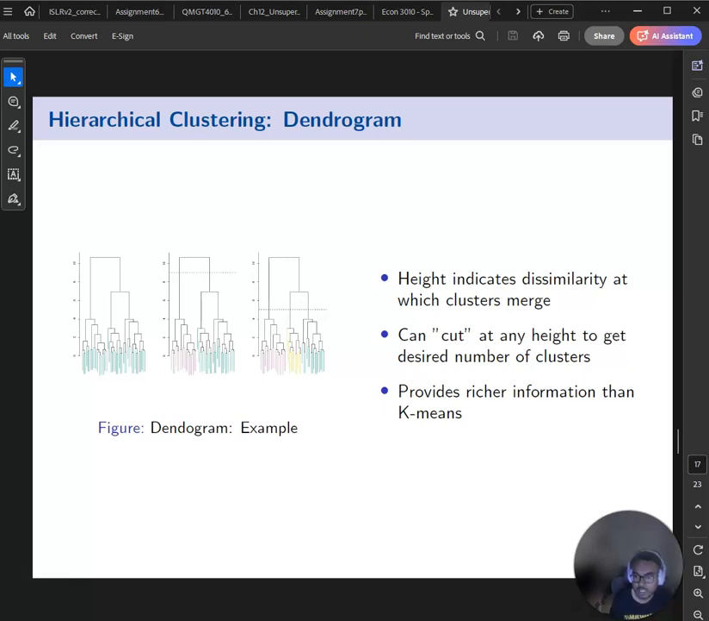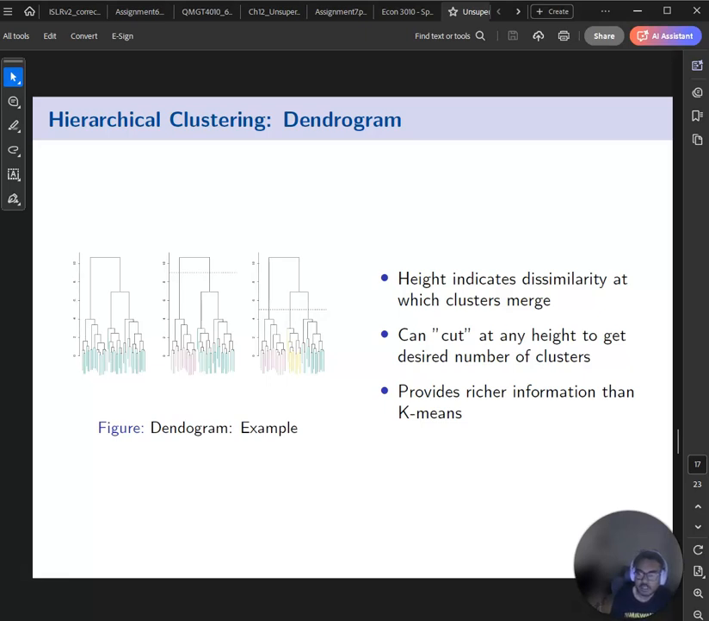To use the dendrogram, we can cut it horizontally at any height. This gives us a clustering at any particular level of dissimilarity. For example, if we cut the dendrogram at a height shown by the dotted lines, we get 4 clusters represented by different colors.